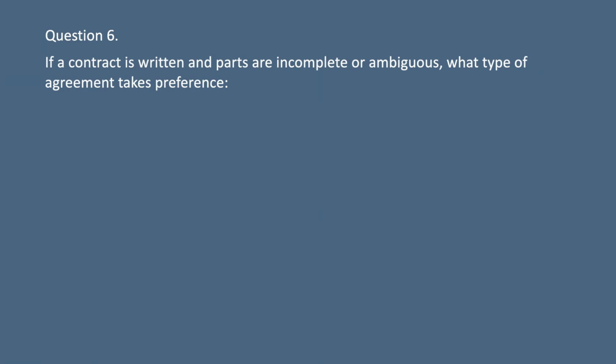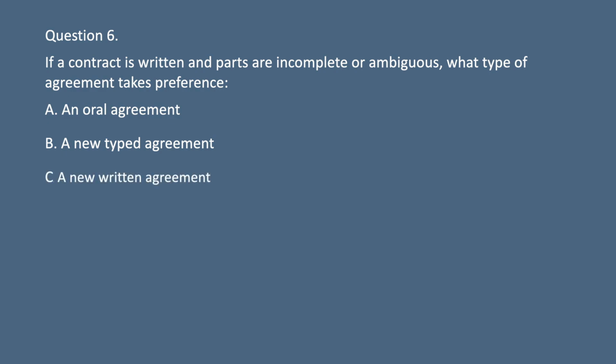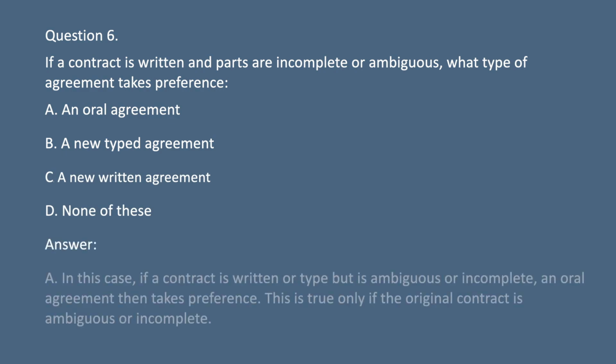Question 6. If a contract is written and parts are incomplete or ambiguous, what type of agreement takes preference? A. An oral agreement. B. A new typed agreement. C. A new written agreement. D. None of these. Answer. In this case, if a contract is written or typed but is ambiguous or incomplete, an oral agreement then takes preference. This is true only if the original contract is ambiguous or incomplete.